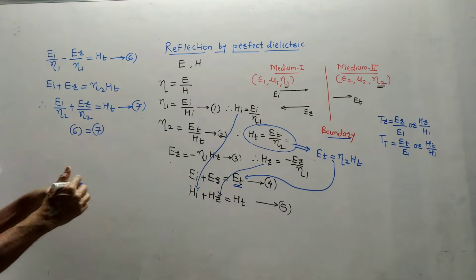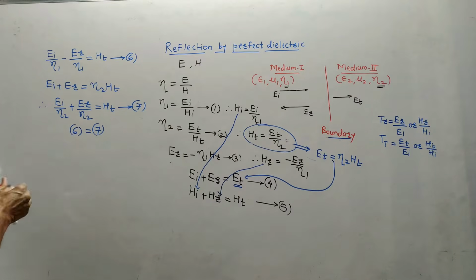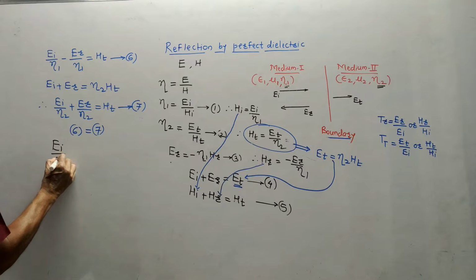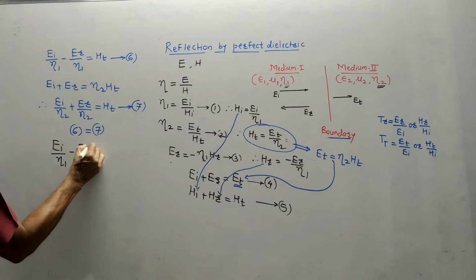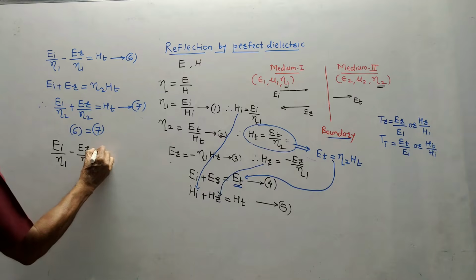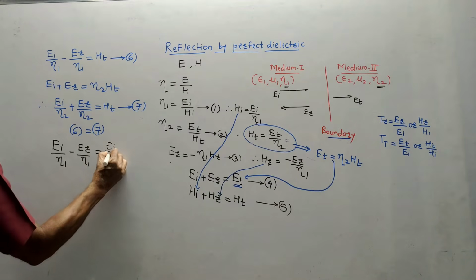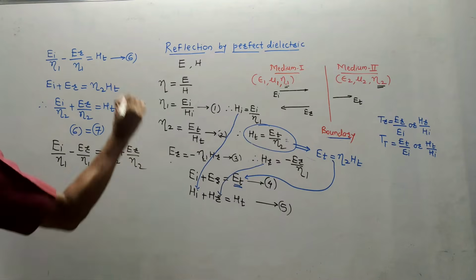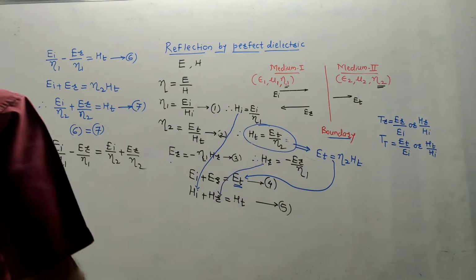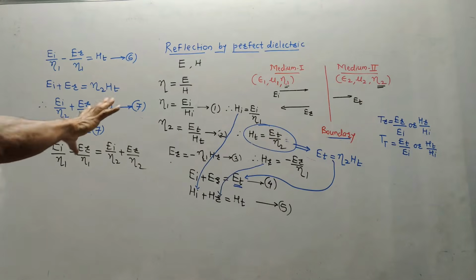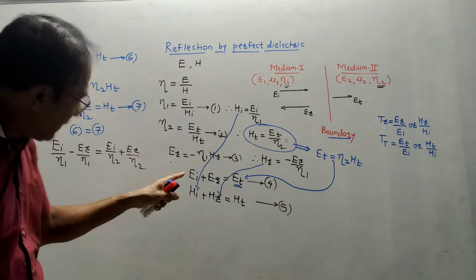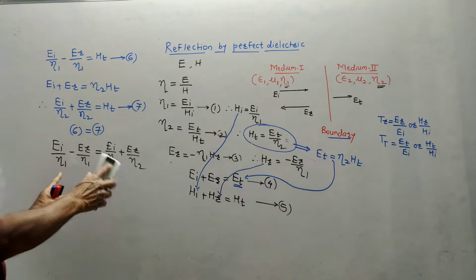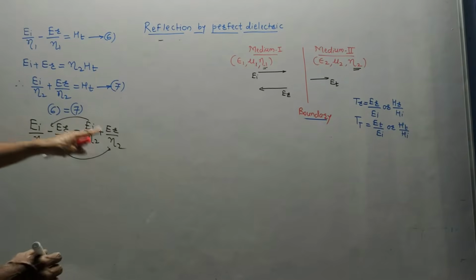So I am equating these two equations. If you equate these two equations, you will get the condition EI upon eta 1 minus ER upon eta 1 is equal to EI upon eta 2 plus ER upon eta 2. What I did, I have eliminated the term ET first. Then I have replaced HT by corresponding values. So I got the equation in terms of EI and ER.